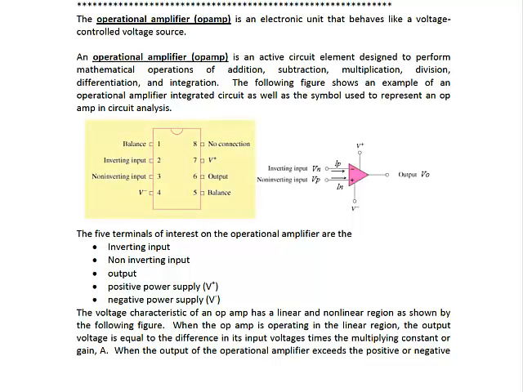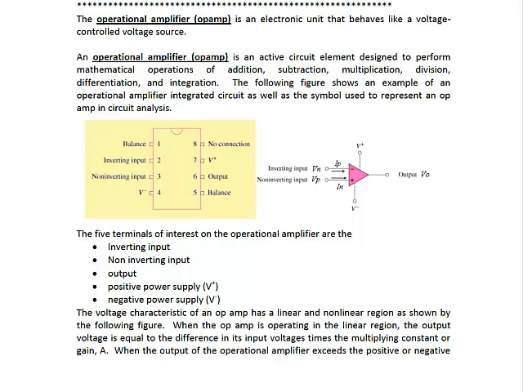The bottom left figure shows the chip version of an op-amp, and it's an integrated circuit. So what you'll see in your kit when you do your lab is something that looks a lot like that chip on the left. Notice that there are 8 pins on it, but there are actually only 5 that we're interested in, including the inverting input, non-inverting input, V positive, V negative, and the output.